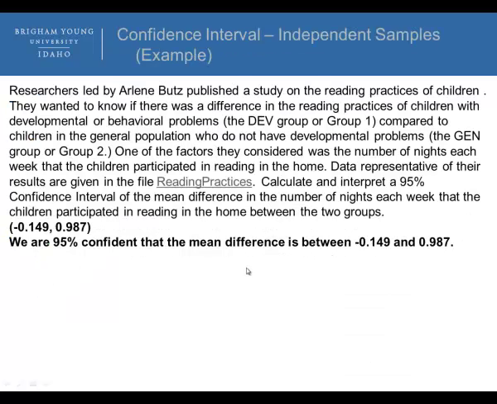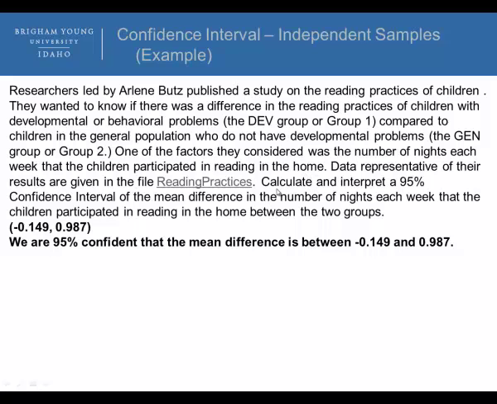Okay. So let's go back to the first example that we covered dealing with hypothesis tests. Now we're going to look at this in terms of confidence intervals. If you remember, there were two groups of reading practices for children. One is a developmental or behavioral problems group, or group 1, and we compared that to a general population who do not have developmental problems. So one of the factors the researchers considered was the number of nights each week the children participate in reading.